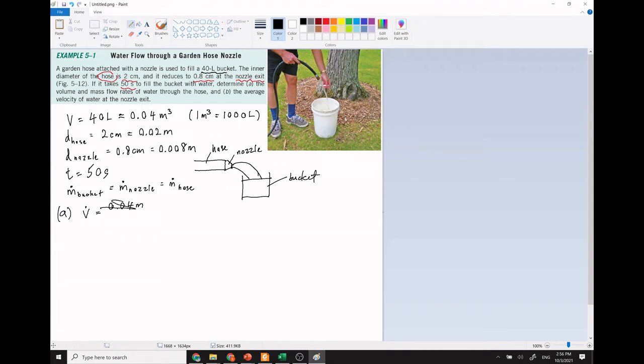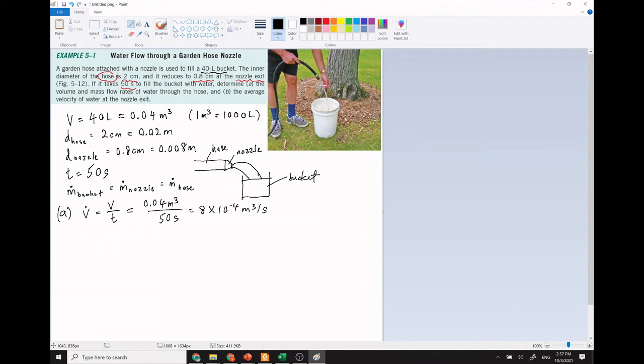The volume divided by the time. The volume of the bucket is 0.04 meter cube per time. Time is 50 seconds. So let me use the calculator, 0.04 divided by 50 seconds. So you get 8 multiply 10 to the power -4 meter cube per second.